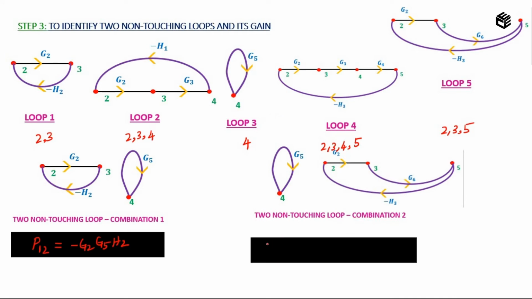The value of my second combination is, so this is the second gain under two non-touching loops. It is minus G5 G2 G6 H3. On analyzing all the other loops, we can say that there are no other two non-touching loops. So we have obtained two combinations of two non-touching loops. With this, the step is over. What is the next step?